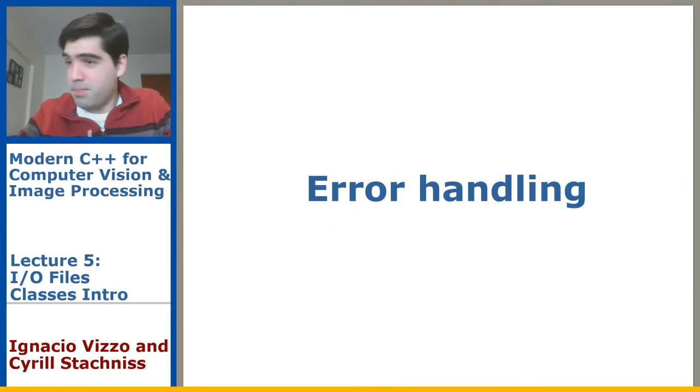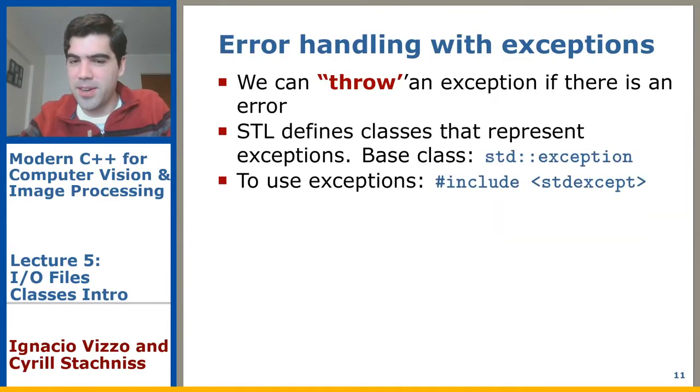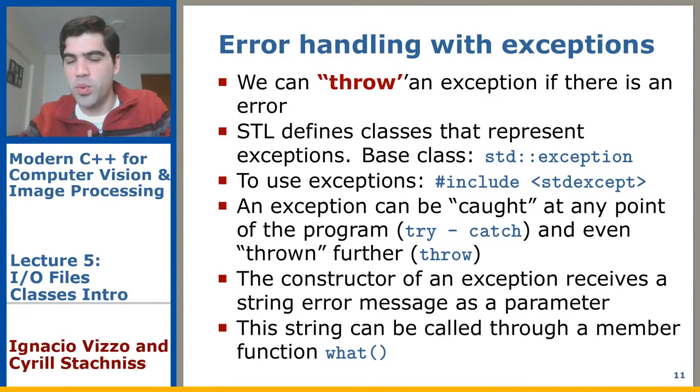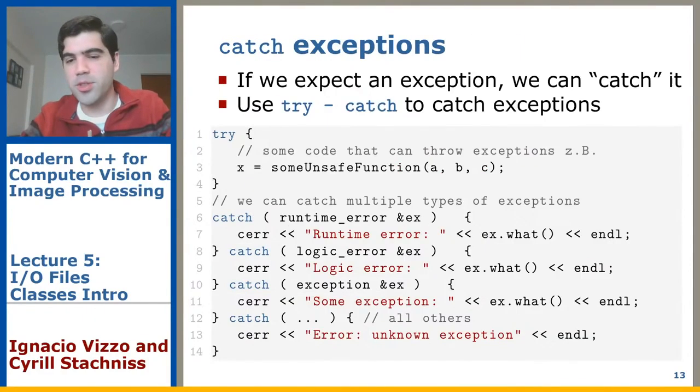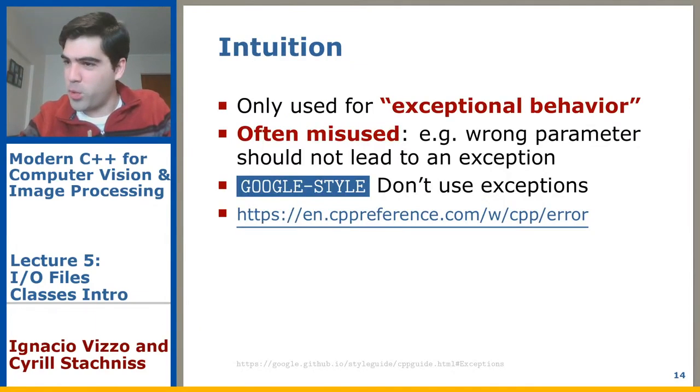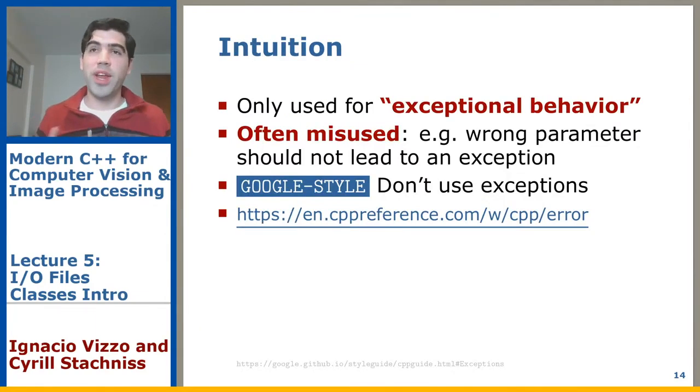I will skip this part now, so we can get to the meaty part of the lecture. Here you can see how to do error handling using C++. I'm sorry, we need to skip this. But basically the intuition behind error handling using try-catch blocks is that you only use this for exceptional behavior.